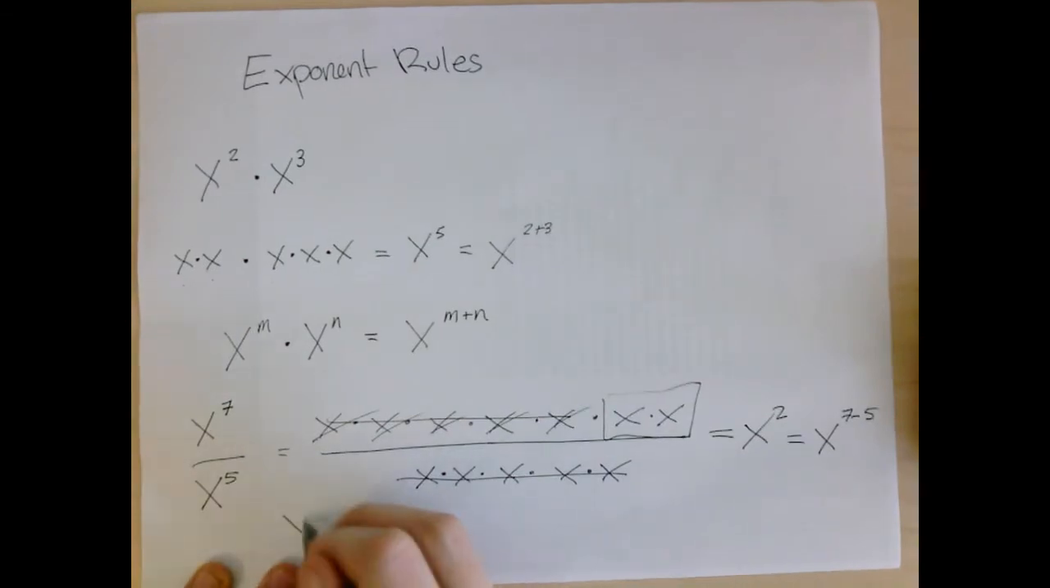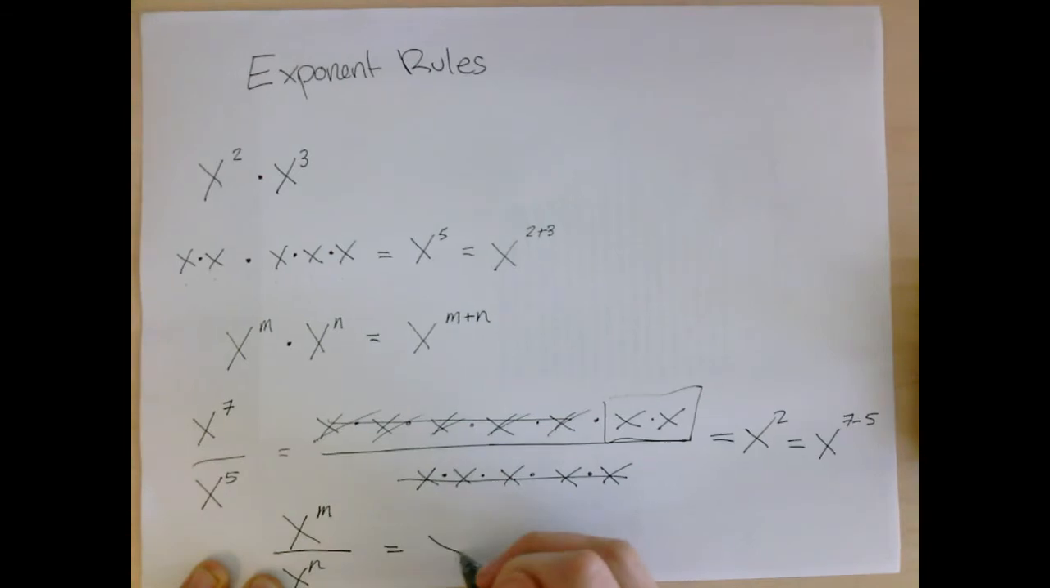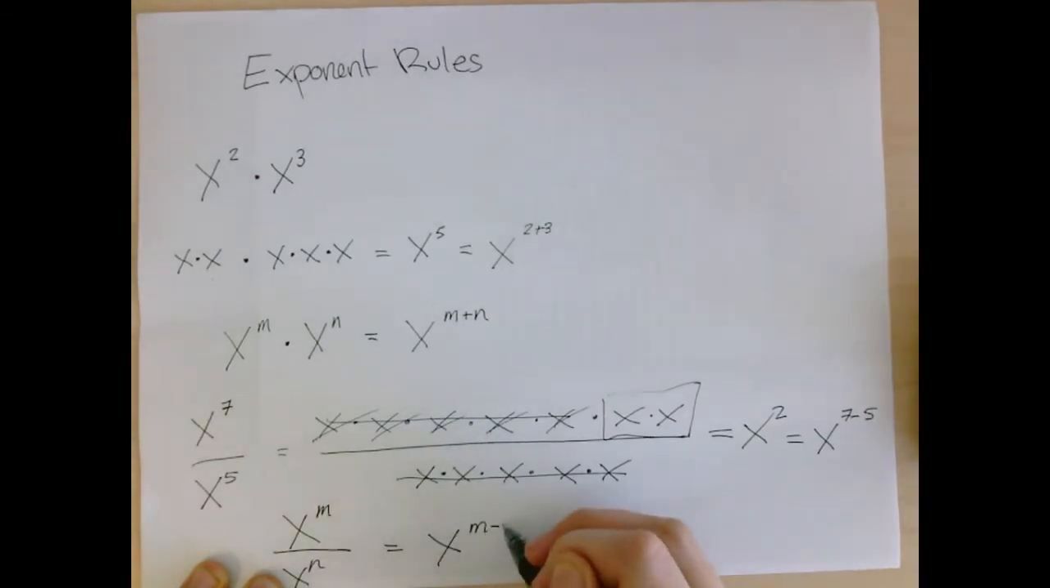So if I have x to the m over x to the n, I can say that's always equal to x to the m minus n.